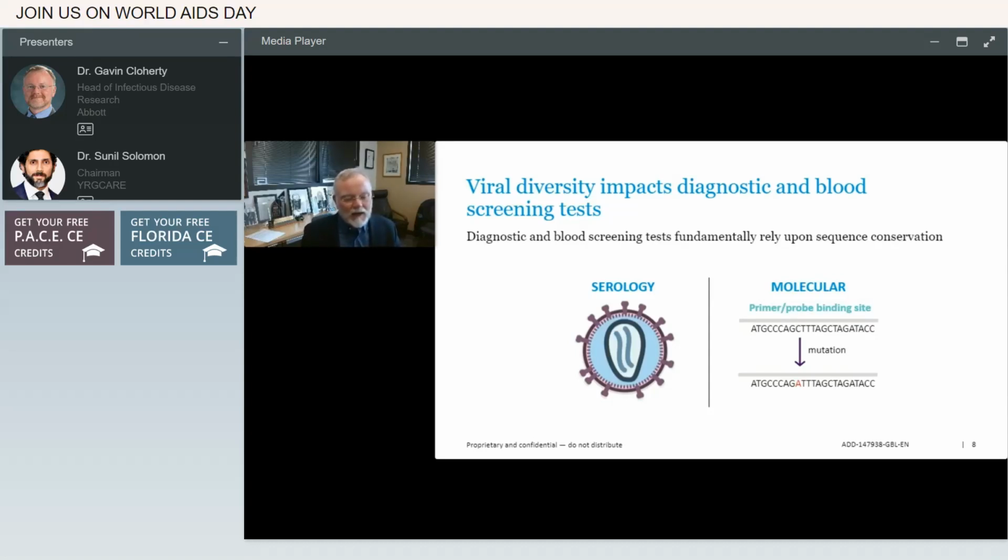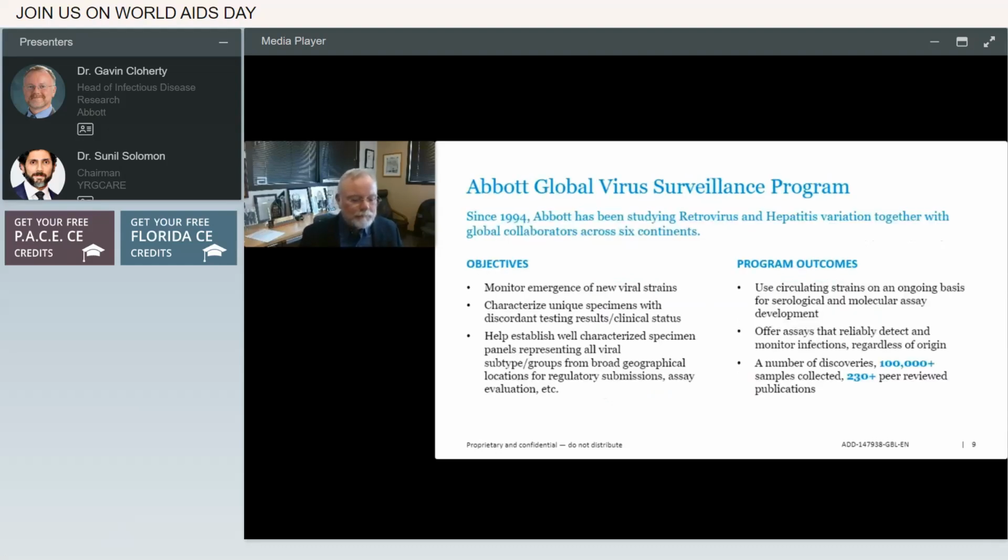Similarly, on the left-hand side, when we look at serology, we're looking at epitopes of proteins that are based on the sequence of the virus. So changes in that viral sequence can change the epitopes that serology assays need to detect. So keeping this diversity in mind is critical when developing diagnostic tests, and understanding that it's not a stationary target. It is very much a moving target that continues to evolve over time.